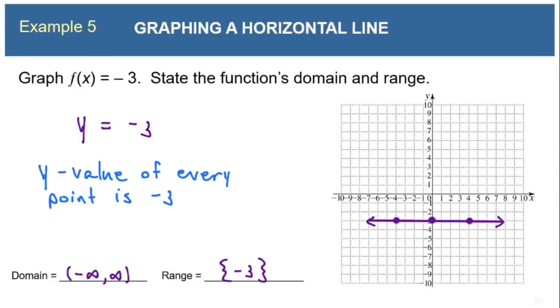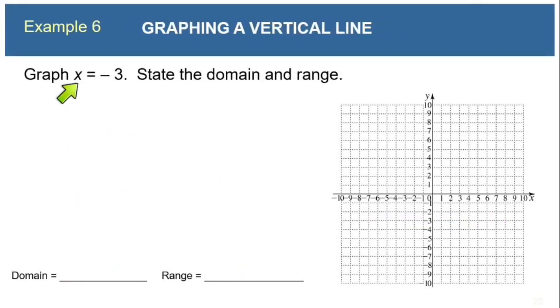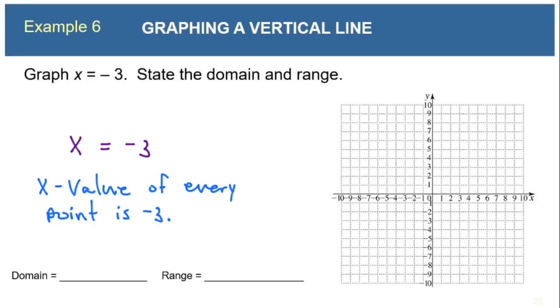So notice the difference. Before we had f of x equals -3. That was the equivalent of saying y equals -3. But here we have x equals -3. So this is not going to be a function. This is going to be a vertical line where every x value is -3. So if we just plot a few points where the x value is -3, you could see that one would work, this one would work, this point has an x value of -3, this one has an x value of -3. Any point that has an x value of -3 is going to be part of this line. And so we get a vertical line out of that.